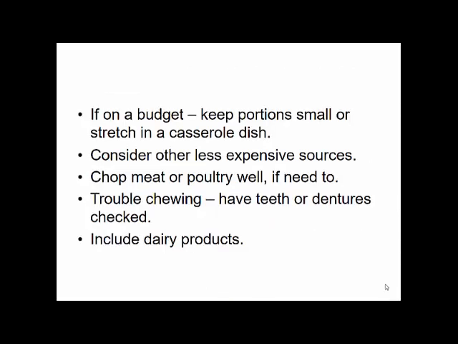If on a budget, keep portions small or stretch meat in a casserole dish. Consider other less expensive sources. Chop meat or poultry well if you have trouble chewing, and have teeth or dentures checked. Also include dairy products.